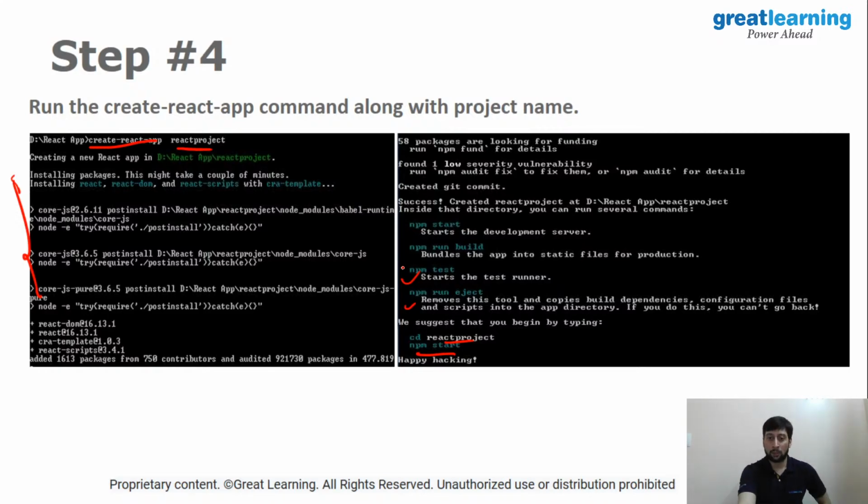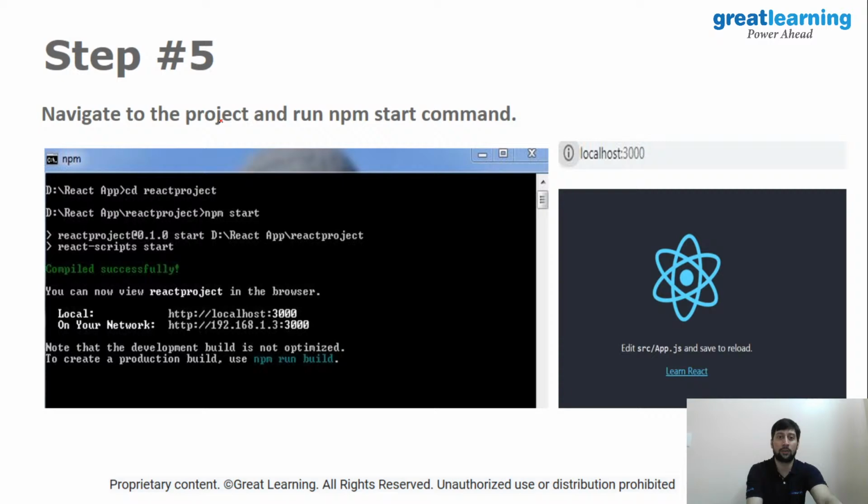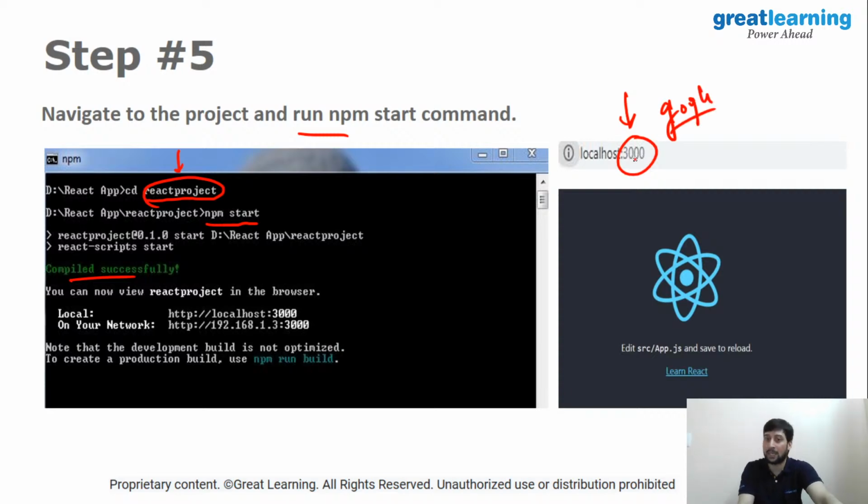Once you get the message 'Happy hacking', that means your create react app has been installed. Then to check, you will navigate to the project that we created, the React project, and write npm start. Once I click on this, it says compiled successfully, and it will open localhost 3000 in your default browser. In my case it was Google Chrome, and you will have this thing running.